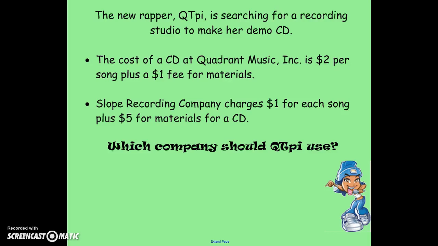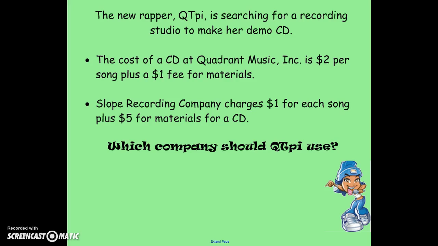Alright, today's notes are about graphing to solve a system. So we've been doing a lot with graphing lately, and we're going to keep on with that. Our situation is that there's this rapper who's trying to choose between different recording studios, and each studio has different kinds of fees associated with it.